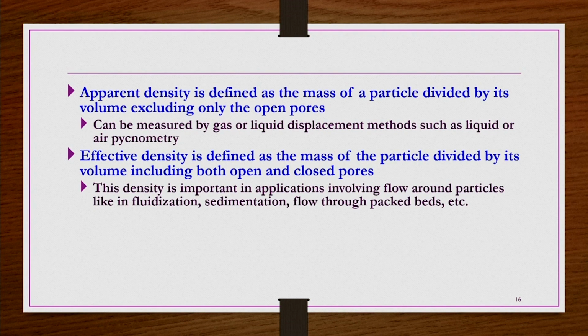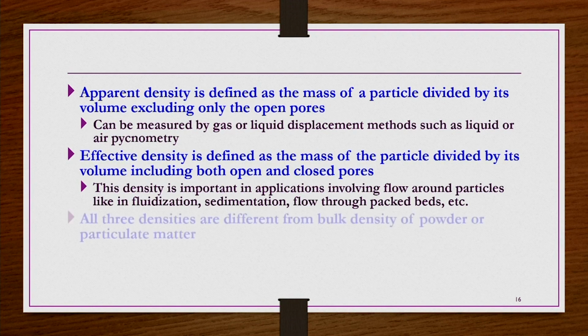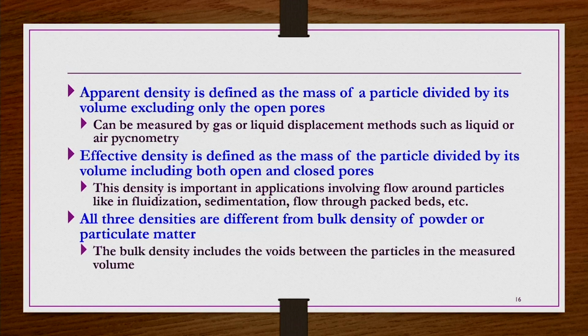Effective density is important in applications involving flow around particles, like in fluidization, sedimentation, and flow through packed beds. All three densities are going to be different in general from the bulk density of powder or particulate material. The bulk density includes the voids between the particles in the measured volume also. The true density, apparent density, and effective density that we have seen are for an individual single particle. But if you take the particulate powder material of such small particles, there are interstitial spaces also, so that volume is also there. That is the reason this is going to be different from the application point of view.